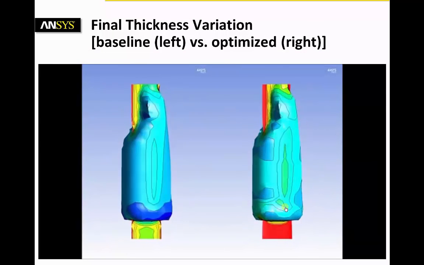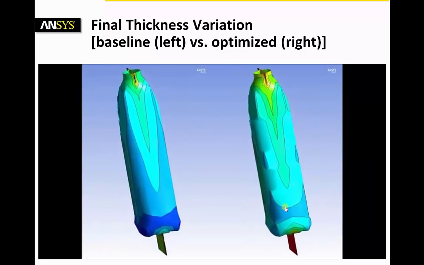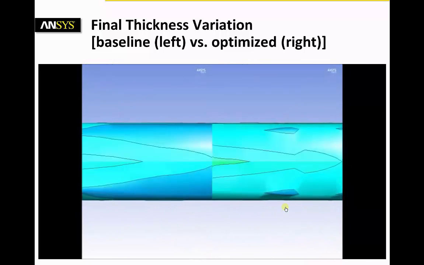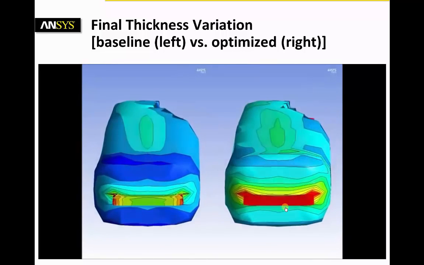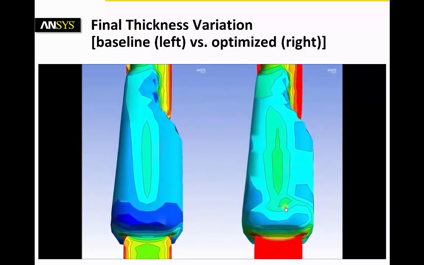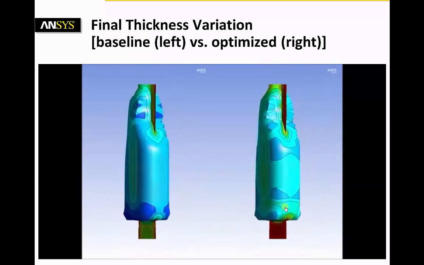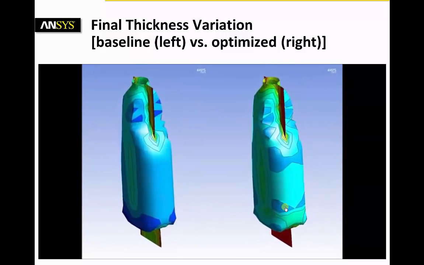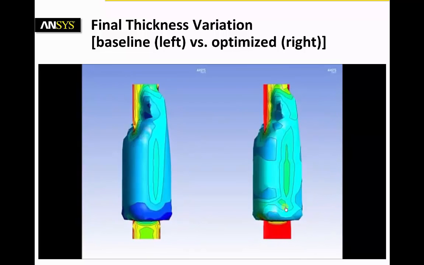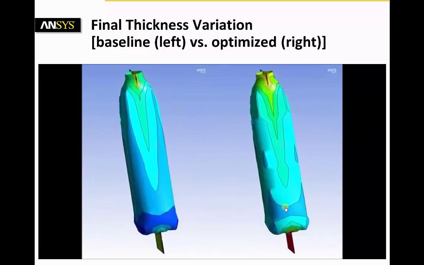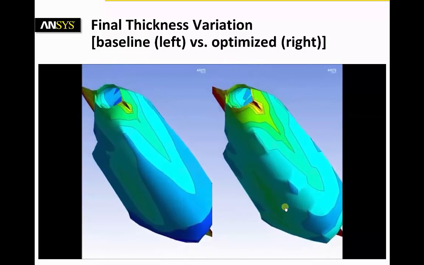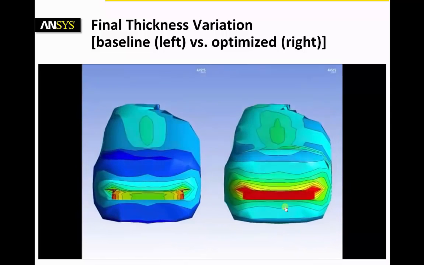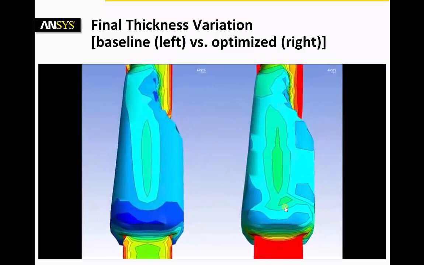We are looking at the final thickness variation comparison between the baseline design and the optimized design. It is worth noting here that while the final weight of the optimized design is higher, the minimum thickness of the bottle of the optimized design has increased substantially more than the net increase in the overall bottle weight. The weakest spot, the bottle corner, has been simply eliminated.